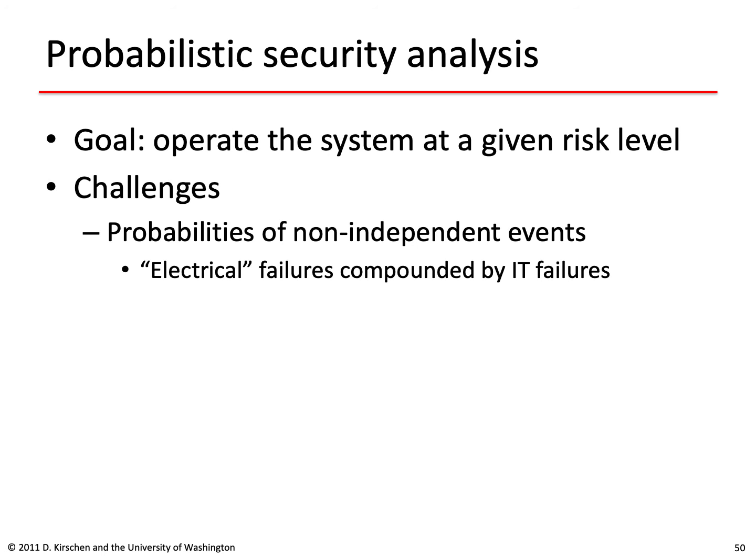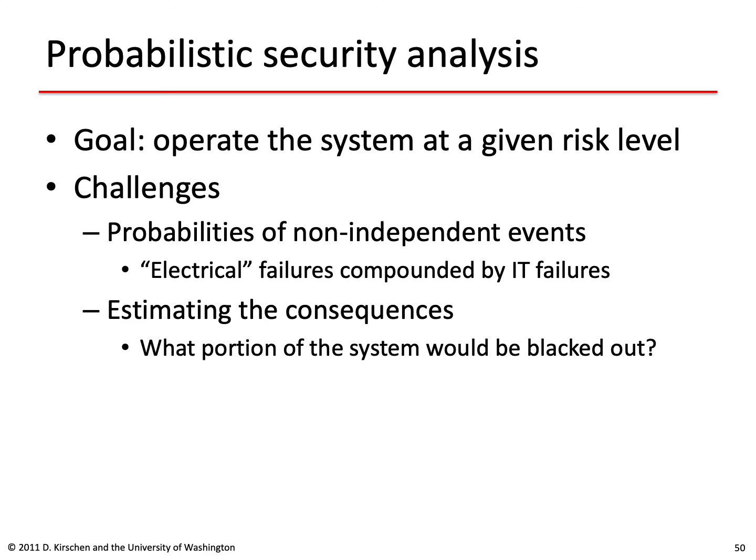These non-independent events are typically triggered by failures in the information technology that surrounds the power system, and those compound the electrical failures caused, for example, by lightning strikes. Another challenge is: how do we estimate the consequences of a contingency? For example, one way of measuring the consequences is to say, okay, this might lead to a blackout, but what portion of the system would be blacked out if this N-2 condition were to occur?